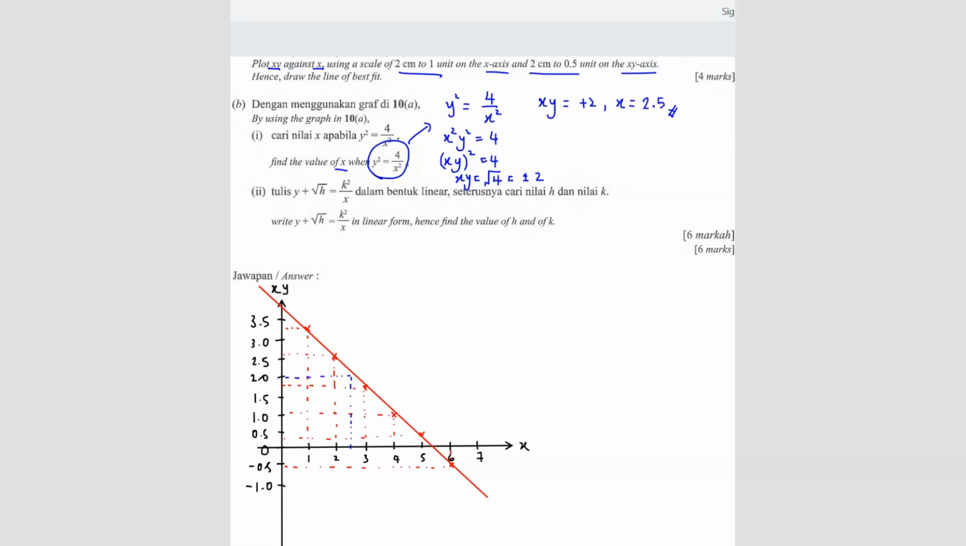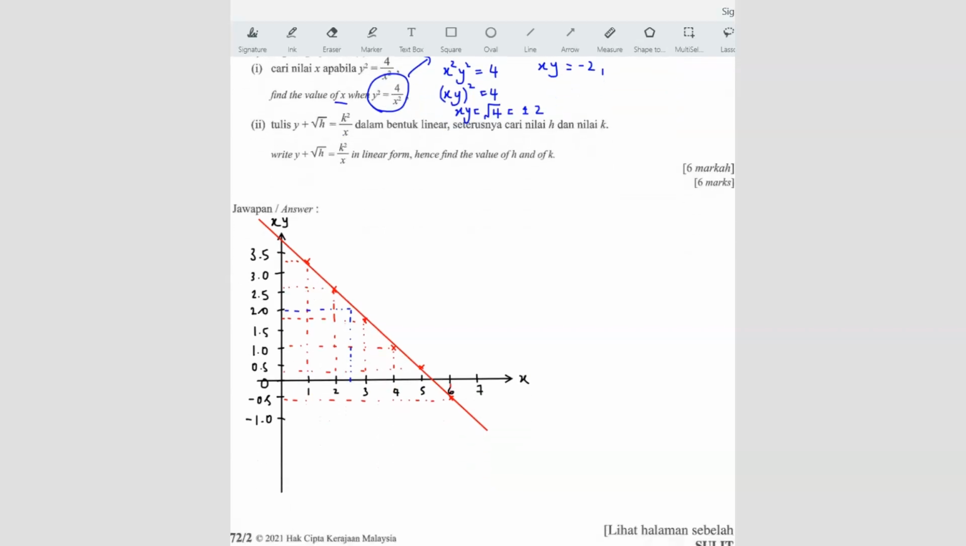Okay, now if you draw the negative side, so that means xy negative 2. So negative 2 should be down here. Let me just extend it, for the sake of doing this. So here will be negative 1.5 and then negative 2. So negative 2, if I extend this line here, let me see.